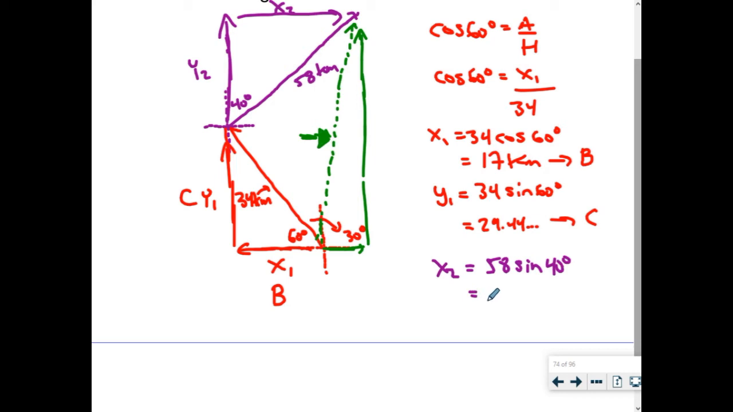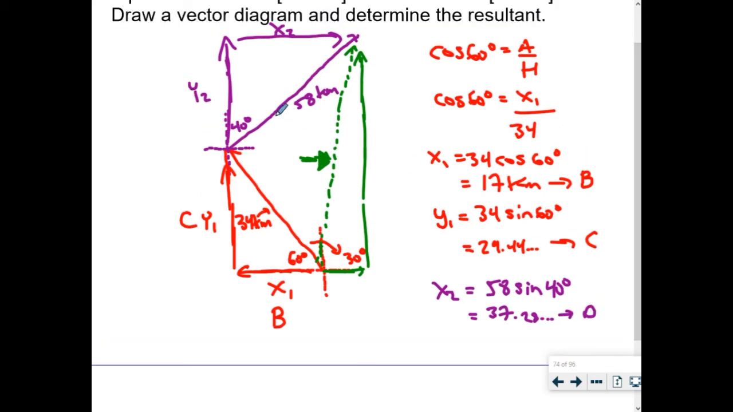Now, if I'm losing you there, can you pause the video and call me over and let me explain to you how I'm kind of shortening this up a little bit? Because I'm not writing out every single little step along the way. That would just be so tedious to do. But if you don't understand why I made this side right here, x2, 58 sine 40, can you let me know? Pause the video and call me over. I mean, the logic is that it's about the opposite. Okay. So I'm storing that as letter D, by the way.